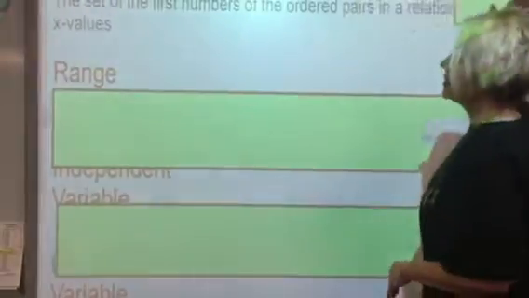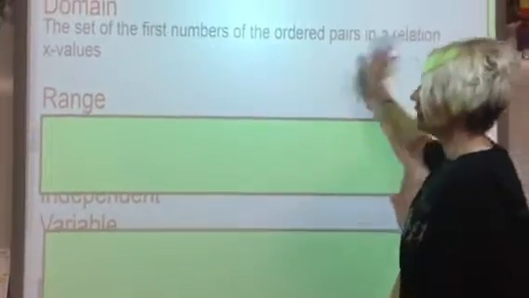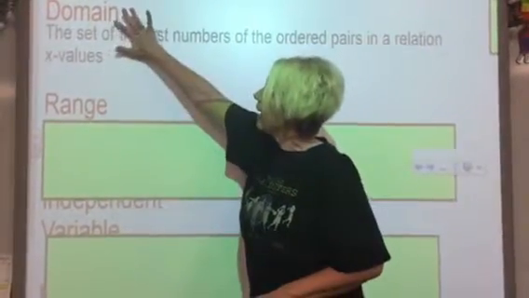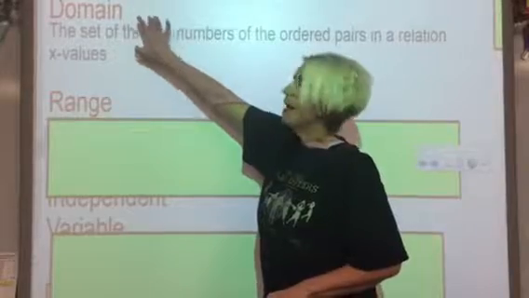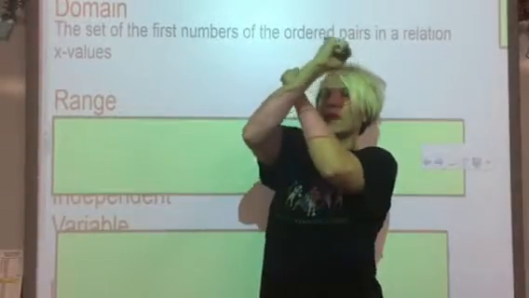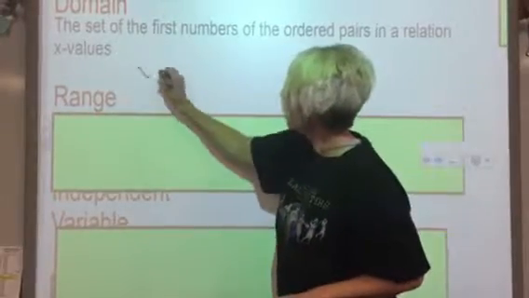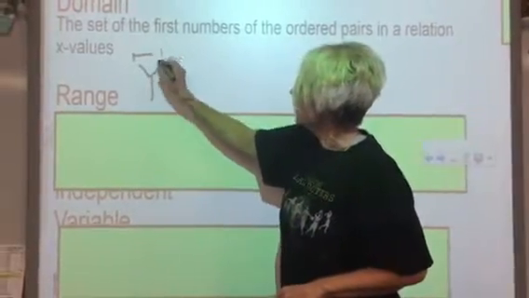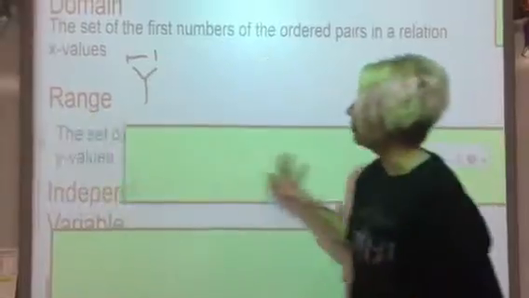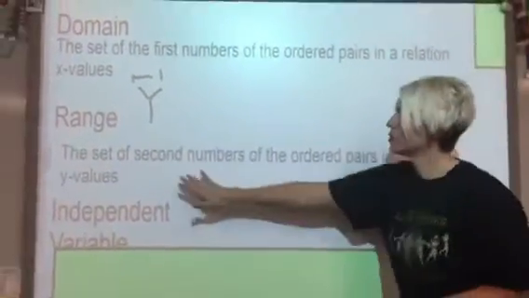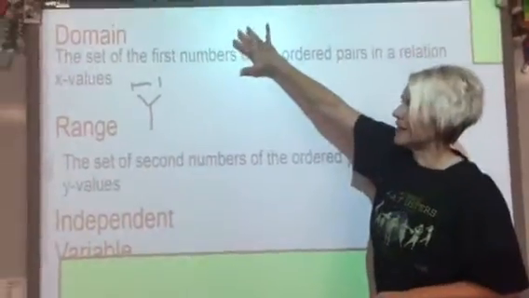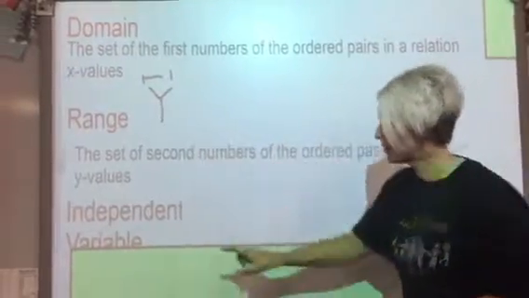The domain is the set of first numbers in ordered pairs in a relation, and these are the x values. And I remember this because I'm a Husker fan, and if I say this is my domain, if I throw up the bones, that makes an x. And the range, if you look at a y, this has a range from one end to the other, and so I remember that range is the y. So these are all the y values. So domain is x values, the range is y values.